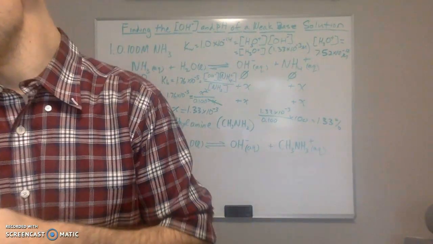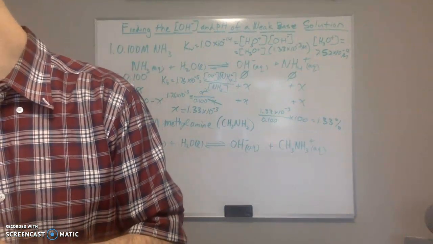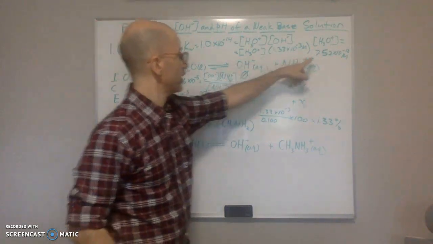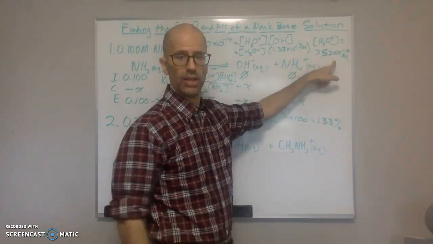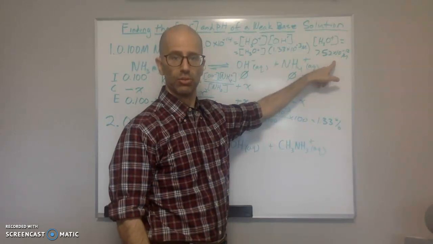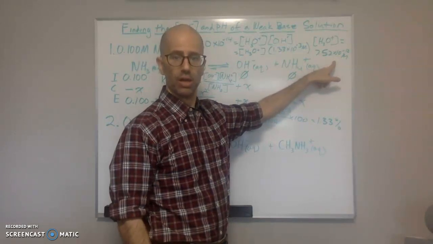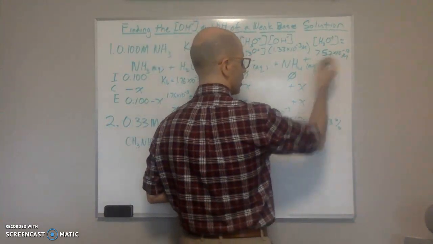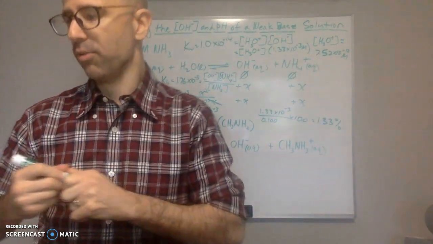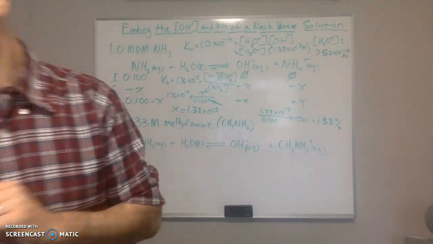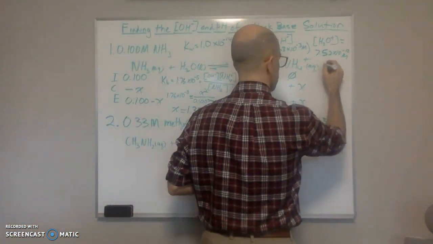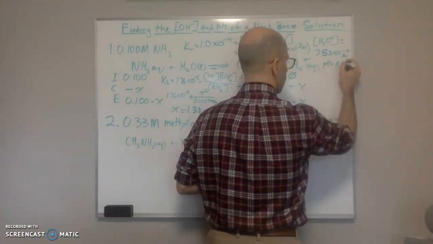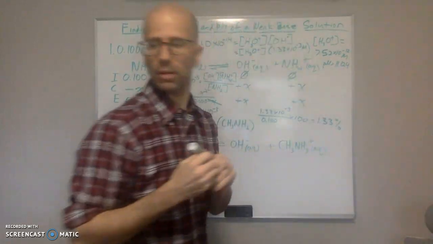Let me double check to make sure I got that right. Yeah. And so now that I have the H plus concentration, or the hydronium concentration, all I need to do is take the negative log of that number. If I take the negative log of that number, then what I get is 11.124. So the pH is equal to 11.124. Let me double check.